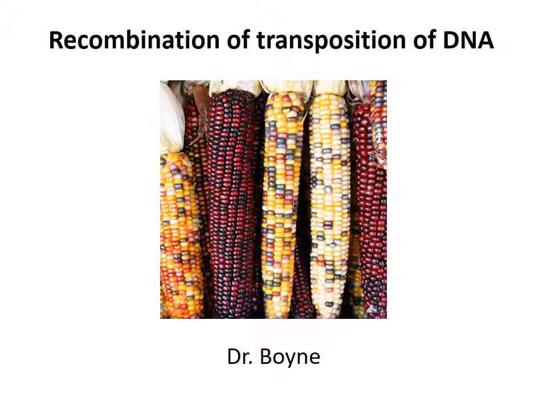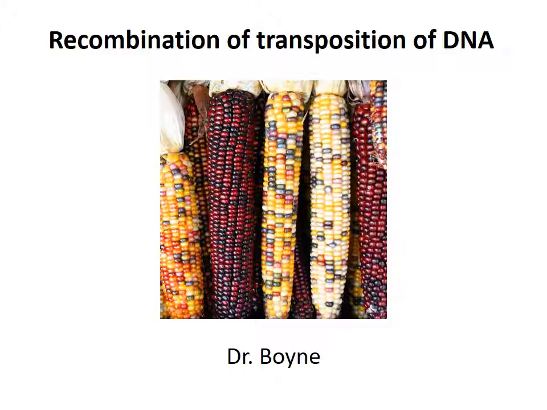So as you can see, this is maize, sweet corn, as we call it here in the UK. The reason that I've got this on the slide isn't because I like sweet corn, I do like sweet corn, but maize has played a really important role in our understanding of DNA transposition through the work of someone called Barbara McClintock in the 1950s, who effectively discovered transposable elements, jumping genes as they're also known, through her work on maize. She won the Nobel Prize for this work.